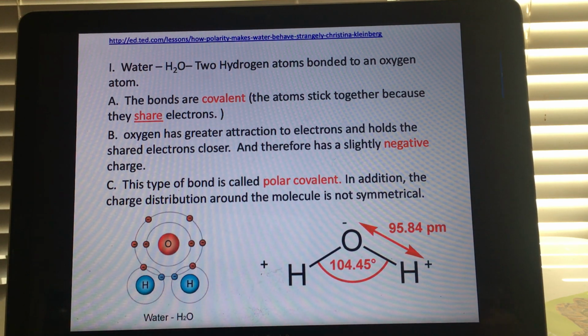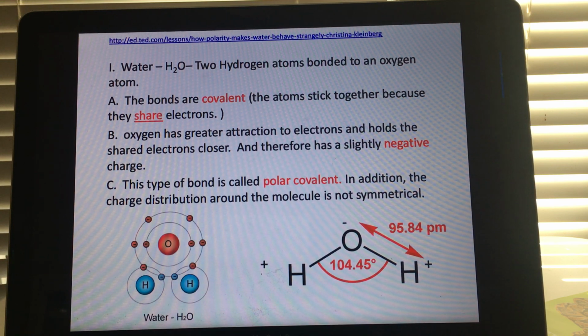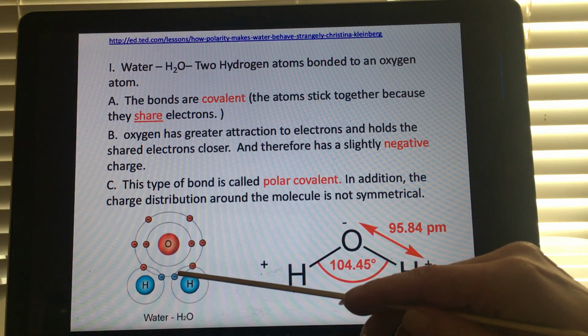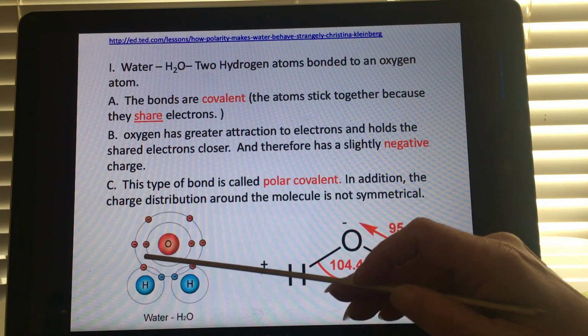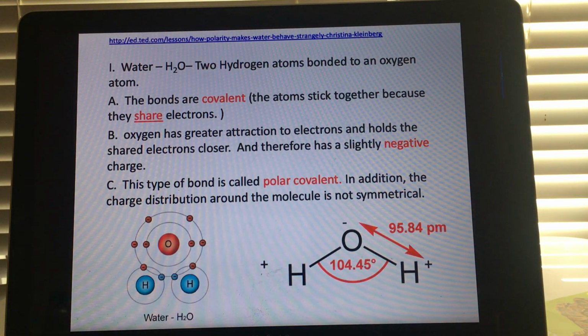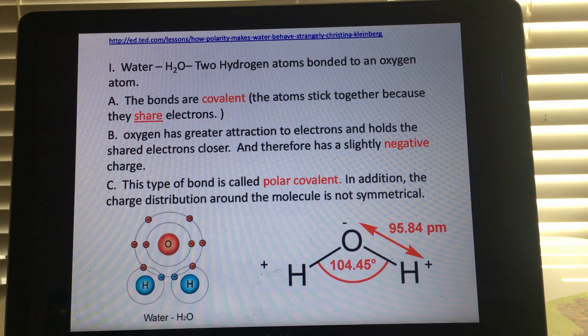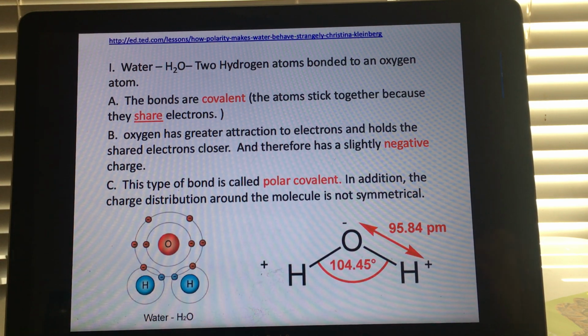Okay, water. Water has a molecular formula of H2O because it has two hydrogen atoms bonded to one oxygen atom. The bonds are covalent. You can see down here in the diagram that oxygen and hydrogen share a pair of electrons between each of them. And the atoms then stick together in a covalent bond.